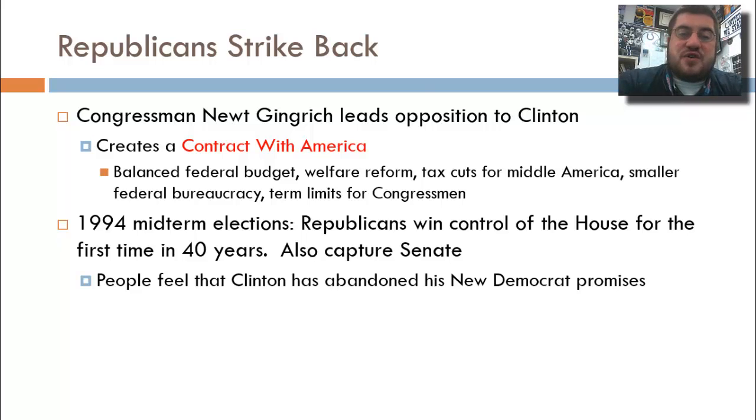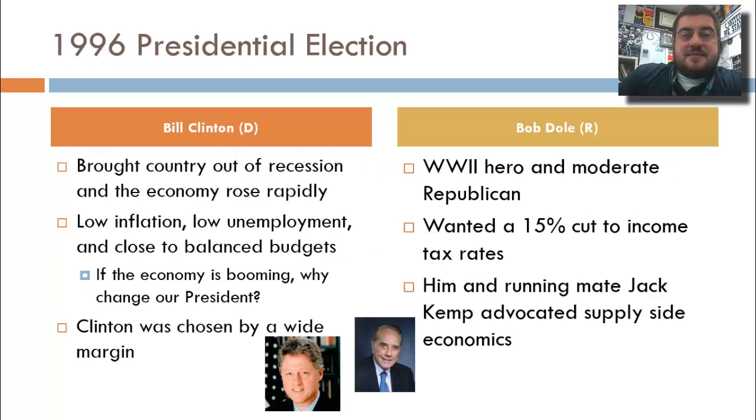So in the 1994 elections, because of Bill Clinton's liberal policies, Republicans win control of the House for the first time in 40 years, and they also capture the Senate. So now we have a divided government with a Democratic president and a Republican Congress. People felt that Clinton abandoned his new Democrat promises and was just plain Democrat.